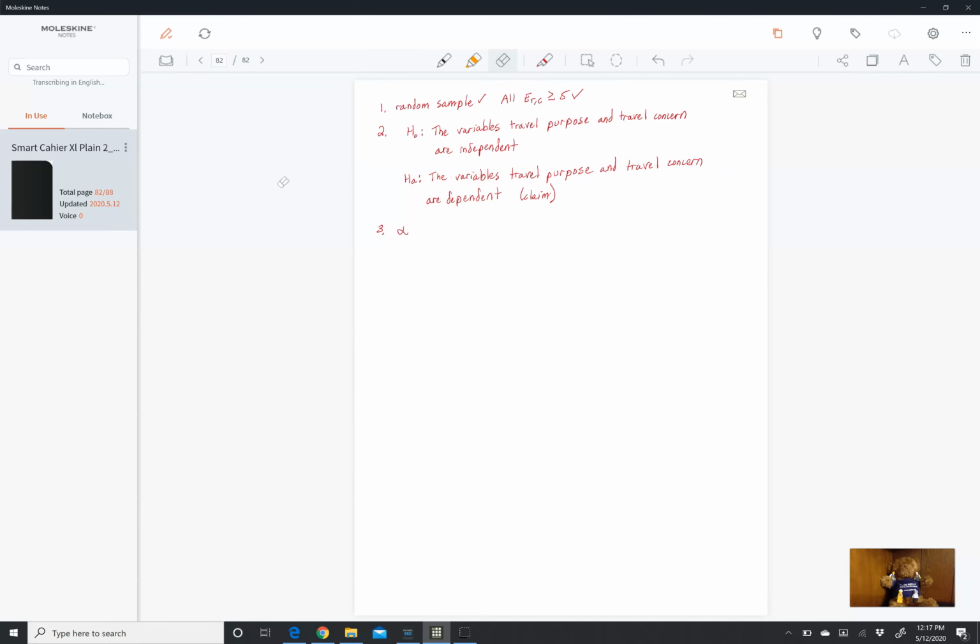Our level of significance is 0.05. That was given to us. Degrees of freedom, we know, is the number of rows minus 1 times the number of columns minus 1. So the number of rows here is 2. So we have 2 minus 1. The number of columns here is 4. So 1 times 3 is 3. I'm just rewriting this down here so that it's clear, because we have all of the stuff in the middle. I'm just taking out the stuff in the middle.